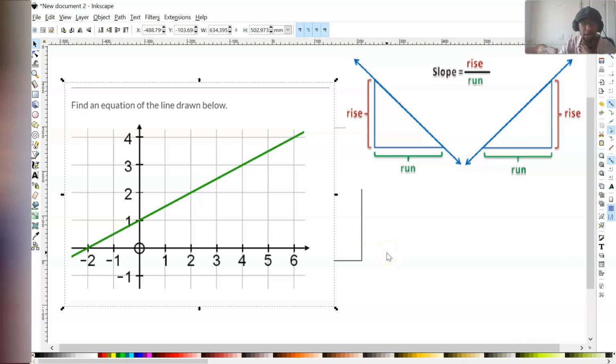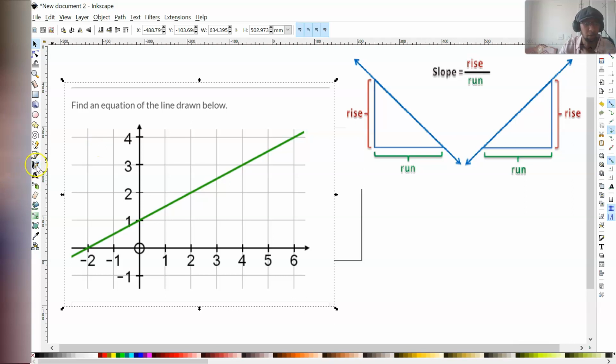Okay, here's another one. You may want to pause the video and have a go at it yourself. Yeah, pause. Okay, so I assume you've had a few minutes to have a go at this yourself.